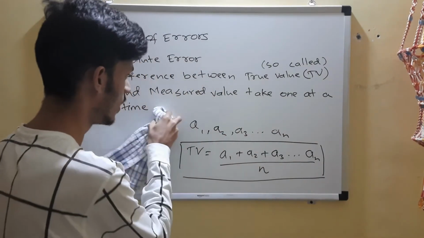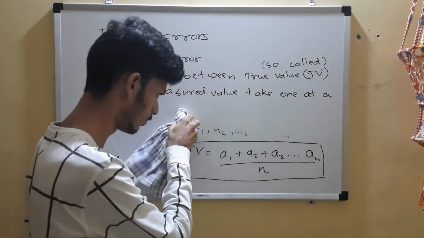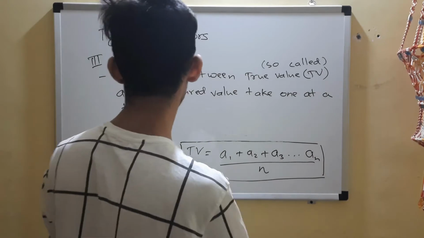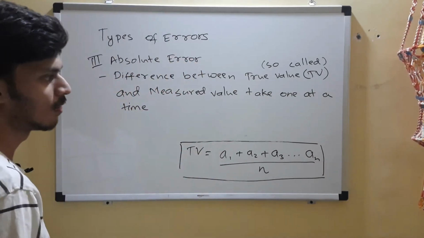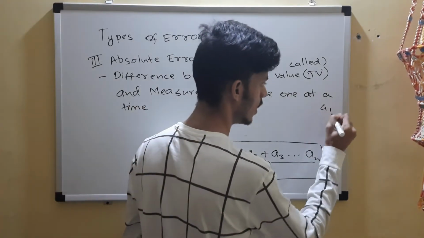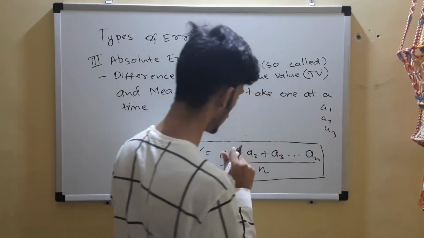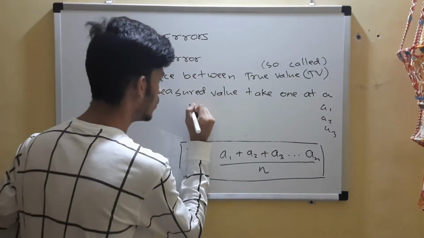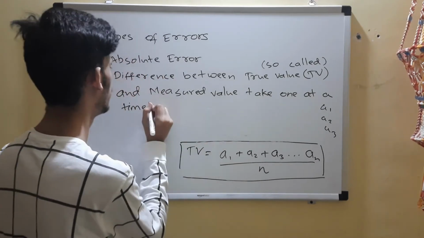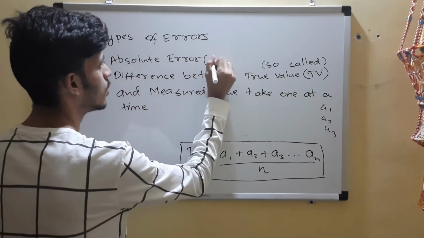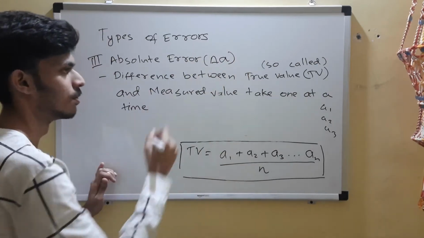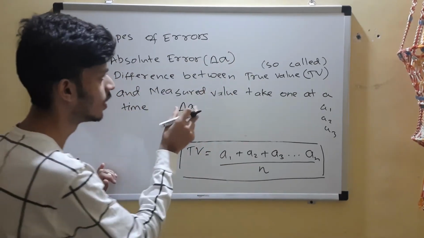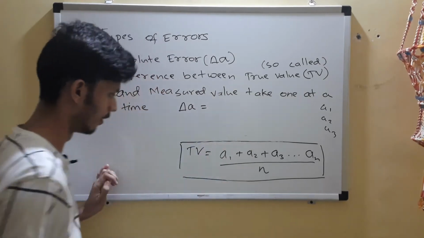What does it say? Remove the raw data. It's the difference between true value and measured value. So what were the measured values? They were A1, A2, A3. These are all the measured values, and this is the true value. It is shown by a sign: absolute error is shown by the symbol delta A. Just like TV is for true value, absolute error has delta A.